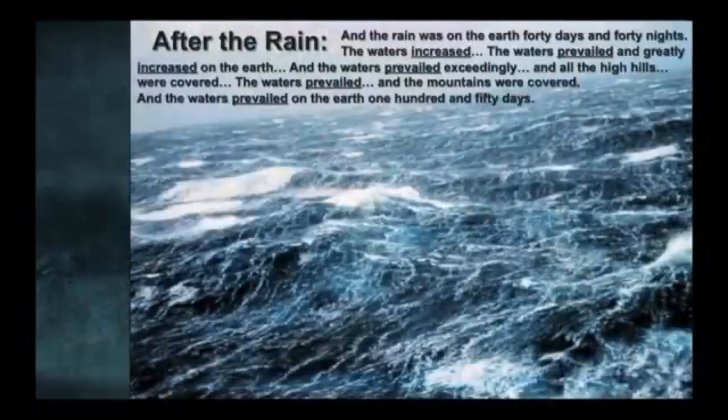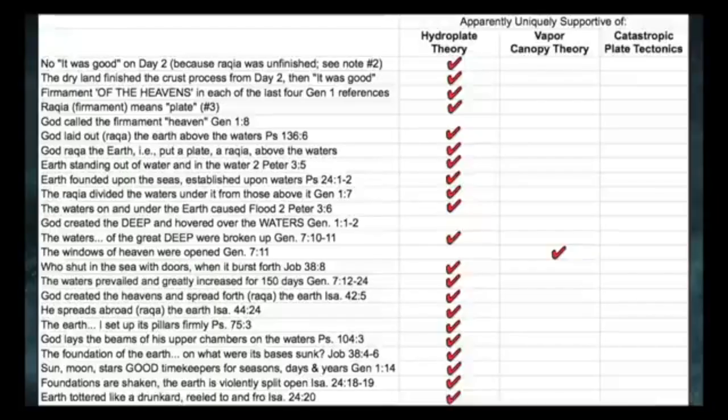If the major source of the floodwaters was from the vapor canopy theory, well then after 40 days the rain stopped. Why did the waters continue to rise for another 110 days? The vapor canopy's out of water. It only had 4 inches anyway. So that check mark there, that's crazy generous.